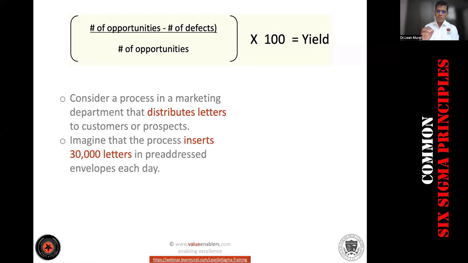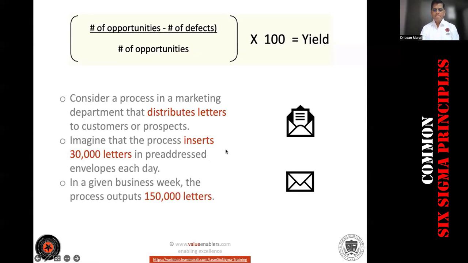Now, please imagine that they insert 30,000 letters every day. 30,000 letters every day like this. They insert like this, okay? So in a given business week, it is 150,000 letters. So far, if you are with me, just type WU, with you, in the chat box. How many of you are with me so far? Type WU in the chat box.